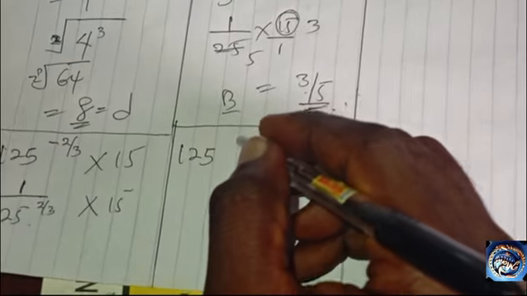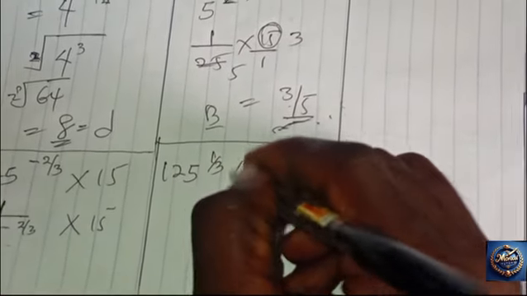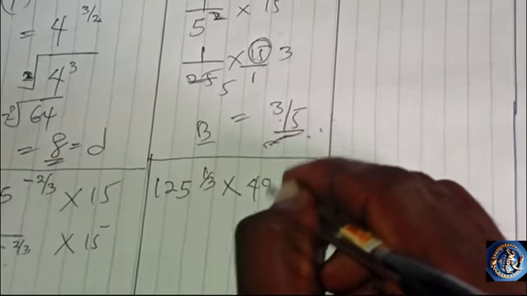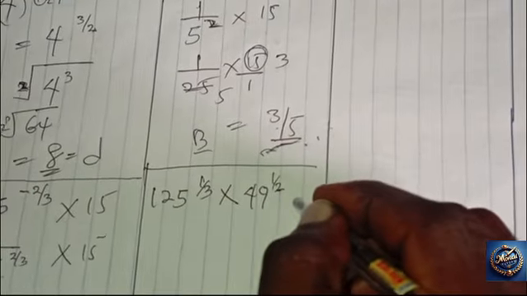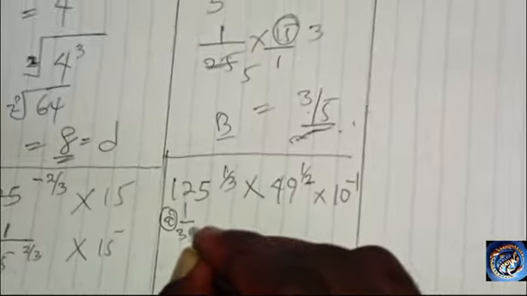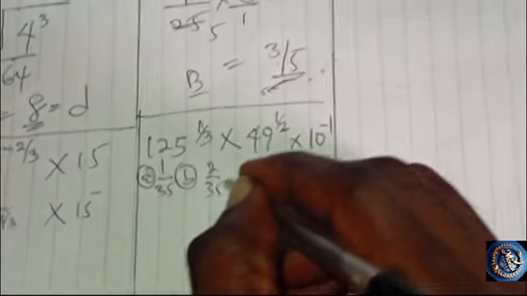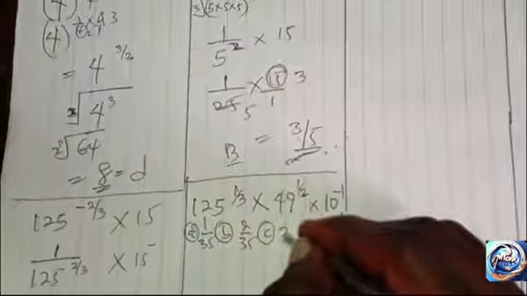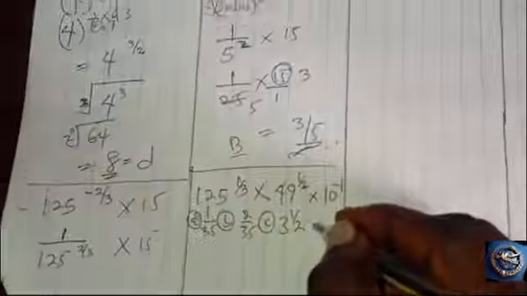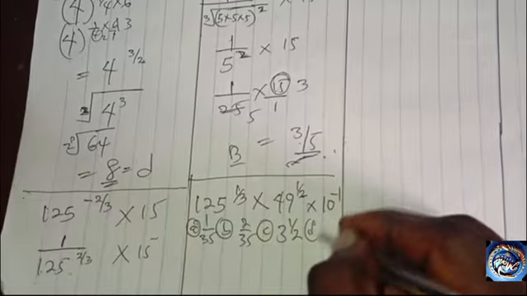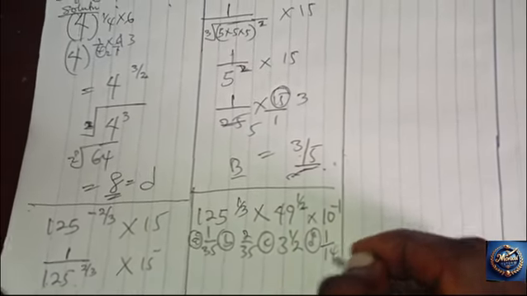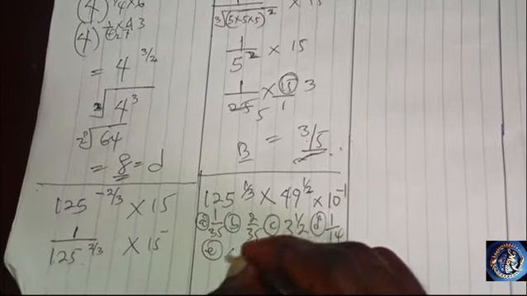125 raised to power 1 over 3 times 49 raised to power 1 over 2 times 10 raised to power minus 1. So I have, what is the option there? Let me click with option A, 1 all over 35, B, 2 over 35, C, 3 whole number 1 all over 2, D, 1 over 14, and E, 4 whole number 1 over 3.